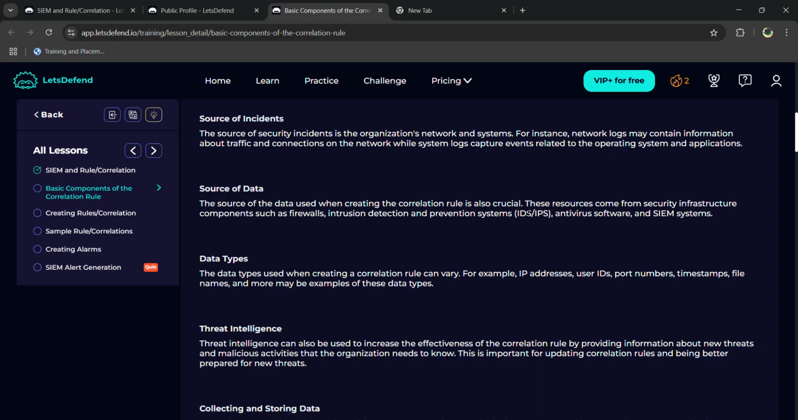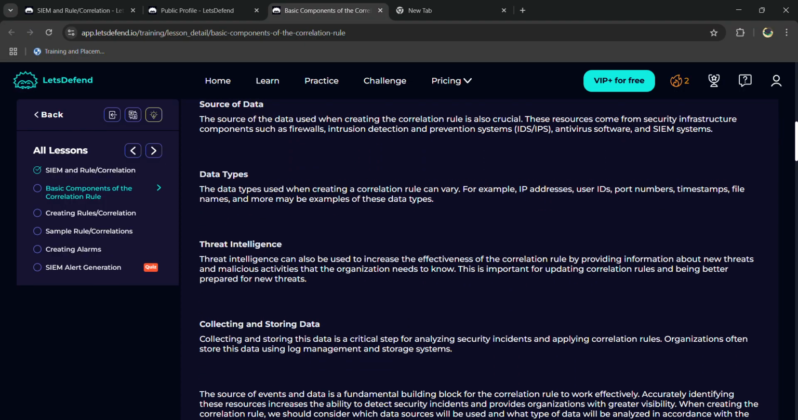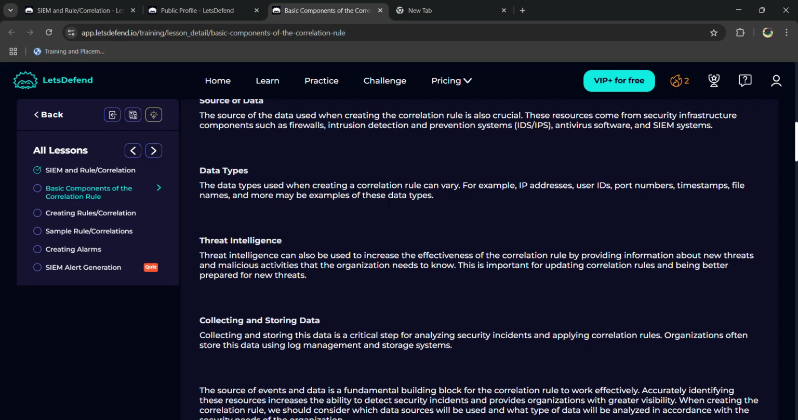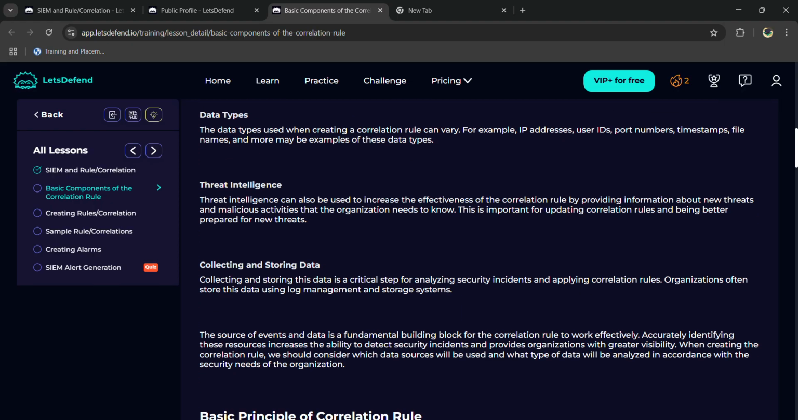The source of security incidents is the organization's network and systems. For instance, network logs may contain information about traffic and connections on the network, while system logs capture events that are related to operating system and applications, right? Next is the source of data that is used when creating the correlation rule, which is also crucial. These resources come from security infrastructure such as firewalls, intrusion detection and prevention, IDS, IPS, antivirus, and SIEM systems.